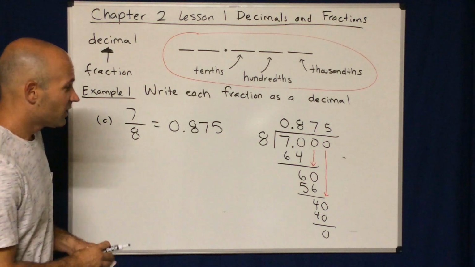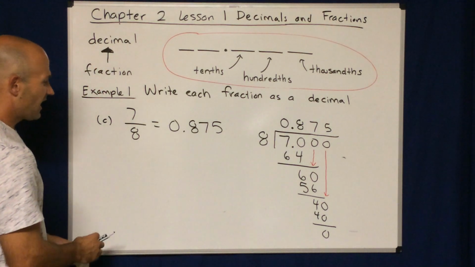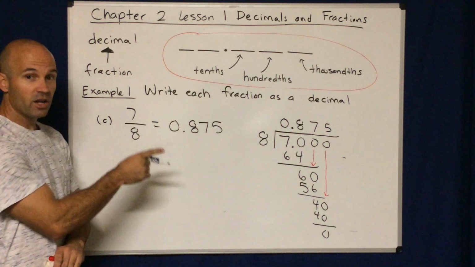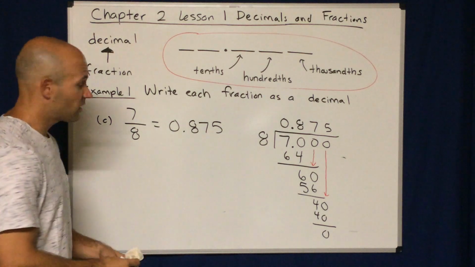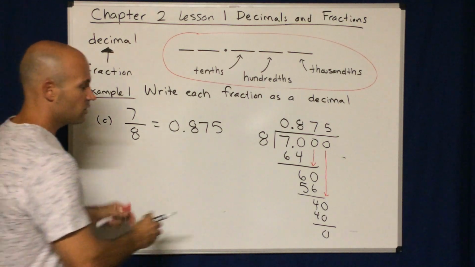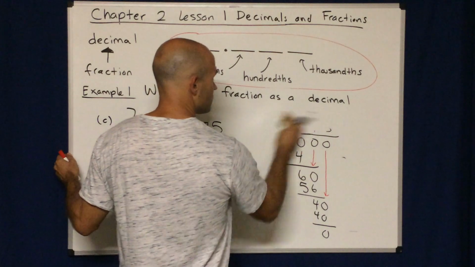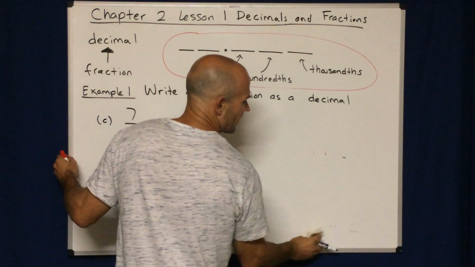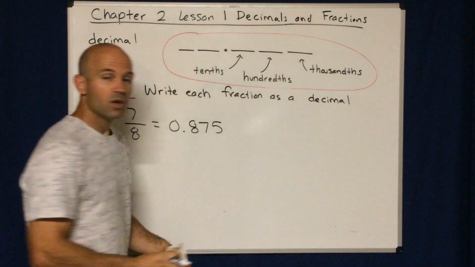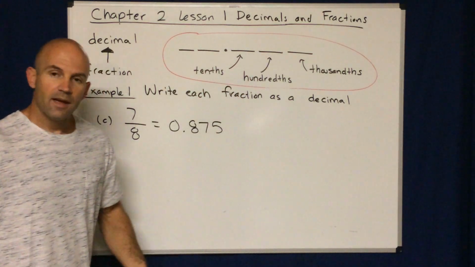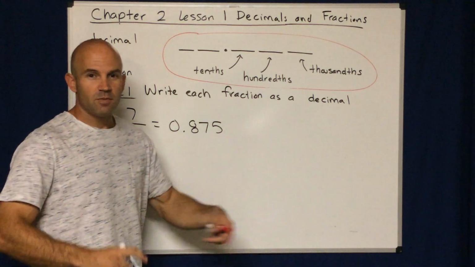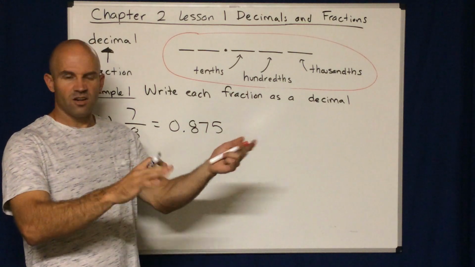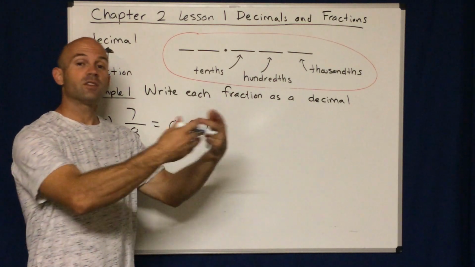Now maybe you were even more clever than this, and you notice that while 8 doesn't go into 10, and 8 doesn't go into 100, 8 does go into 1,000. So it turns out that you could use the same method that was used on parts A and B of rewriting this fraction 7 over 8 as an equivalent fraction with a denominator of 1,000. I did it this way with the long division because it didn't jump out to me that 8 divided evenly into 1,000. I checked 8 into 10, no. 8 into 100, no.